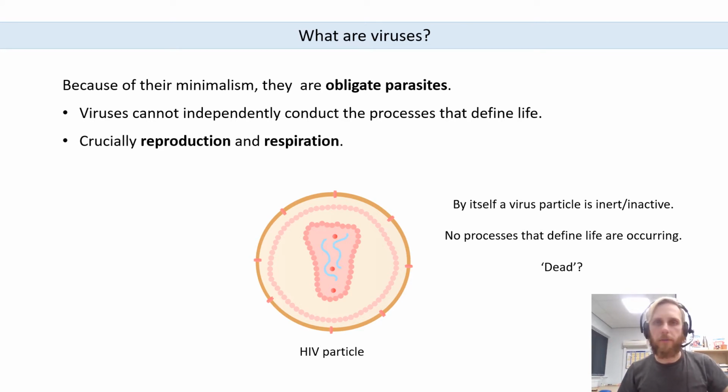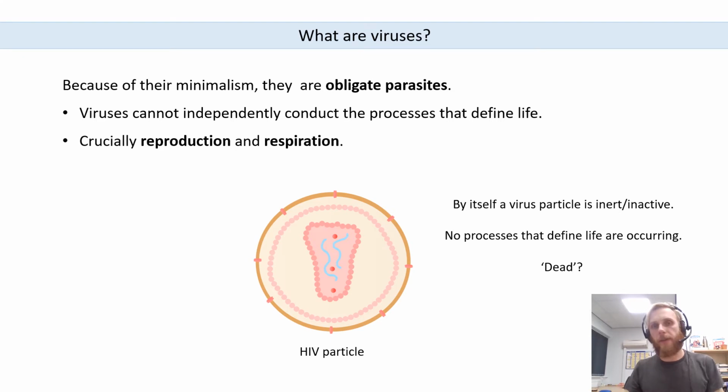It can't reproduce. It can't produce energy. It can't respire. Can't grow, can't transcribe, translate. It's what we call inert. How can it translate and transcribe if it doesn't have the machinery required to do that? How can it produce energy if it doesn't have mitochondria, it doesn't have chloroplasts, doesn't have any of these structures that it could potentially use to produce energy? It can't. So again, we define viruses as inert when they are on their own.